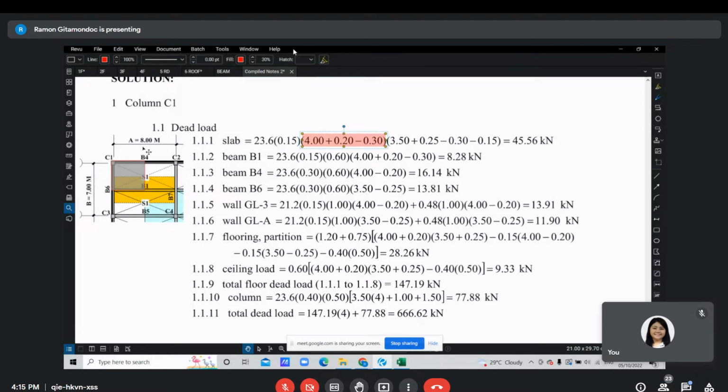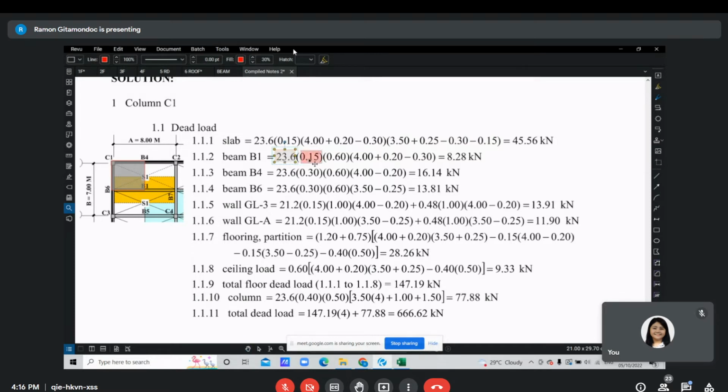So you have 4 that is half of 8, then plus 0.2, which is half of the column dimension, then you subtract the width of beam B6. So it should be clear dimension, no? And kani siyang sunod. So 3.5 is half of 7. So that's 3.5. Then plus 0.25, which is the half of the column dimension in the y direction. And minus na to 0.3, which is the width of the beam B4. And minus half of the width of beam B1. So 0.15. Okay, for beam B1, so 23.6 again, that is the unit weight of concrete.